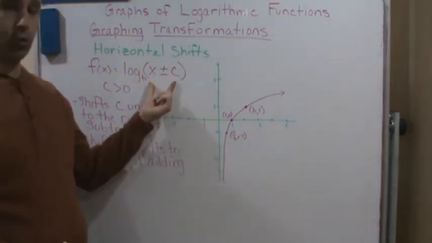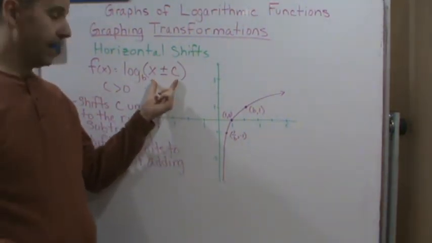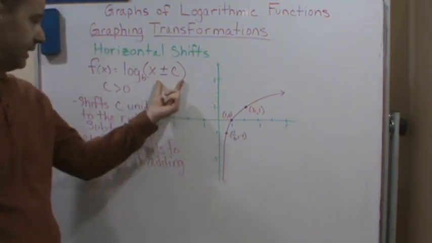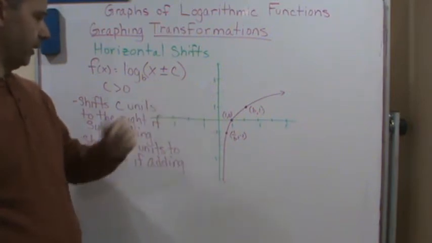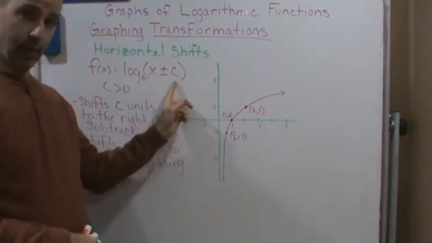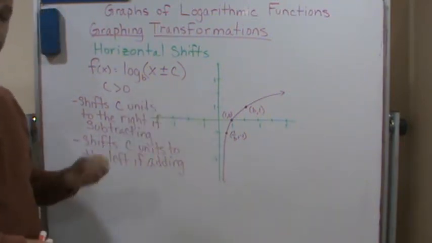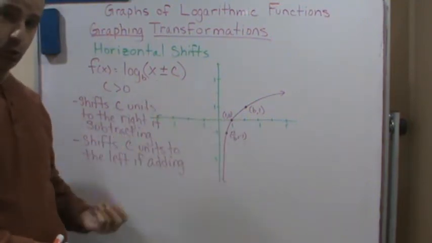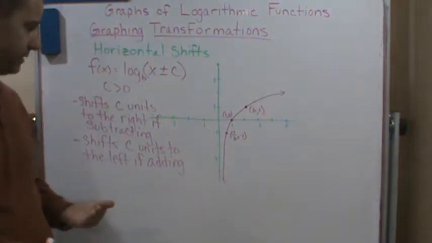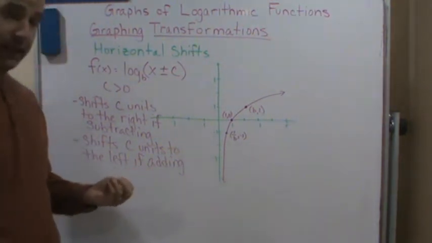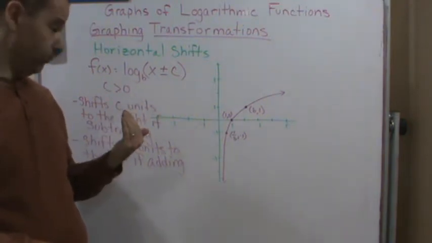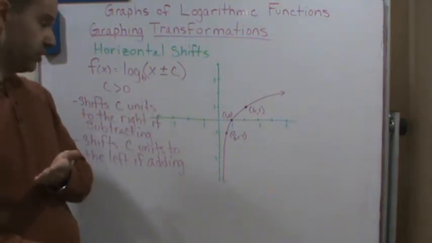We're adding or subtracting a constant inside the argument, inside the function, right? So in here we're inside the log function, so we're affecting x. Remember, this affects x. So we're going to be moving left and right based on what we're doing with x. Are we subtracting or adding some constant? So the thing is, again, it's different than what you would think it would be, right? Just like with the exponential.